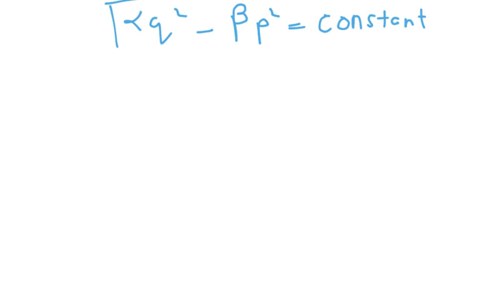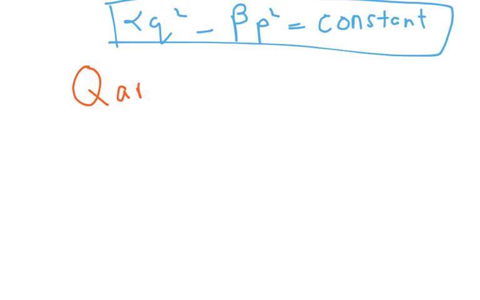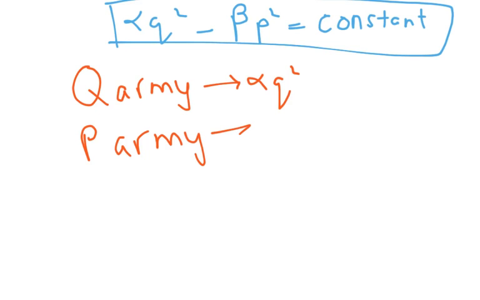Now this is a very important equation. What this essentially tells us is that the fighting effectiveness of an army, for example the Q army, is given by alpha Q square, and the fighting effectiveness of the P army is given by beta P square.